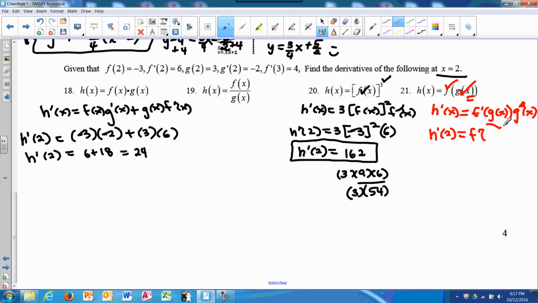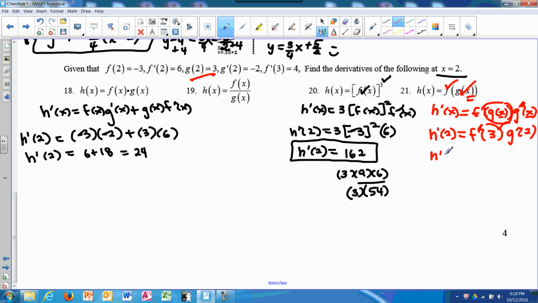So one more time with our chain rule. The chain rule says when we have a composition of functions, we take the derivative of the outside, keeping the guts. You don't change it to f of x. It is not f of x. It's f with g inside, times the derivative of the inside. Now that one just has a plain x inside. So g prime x.